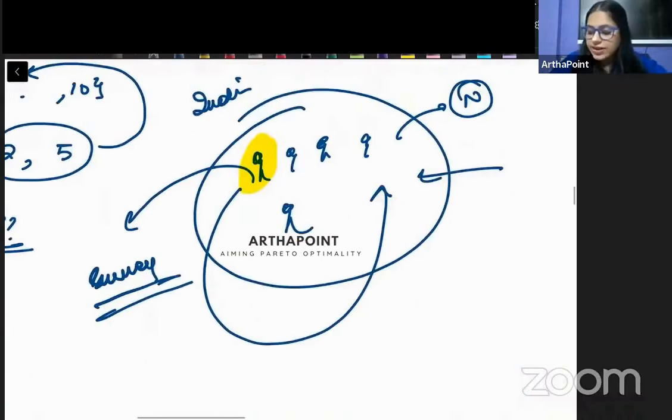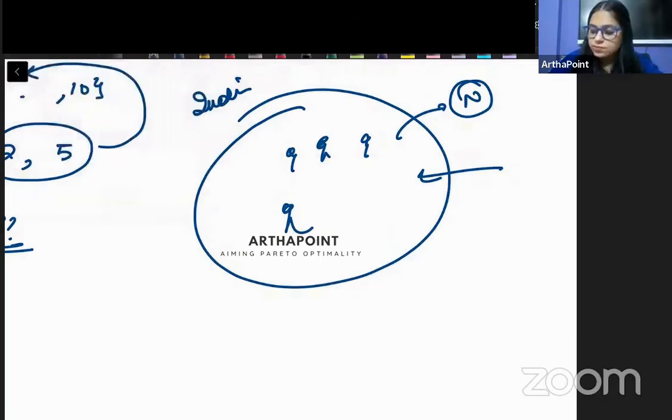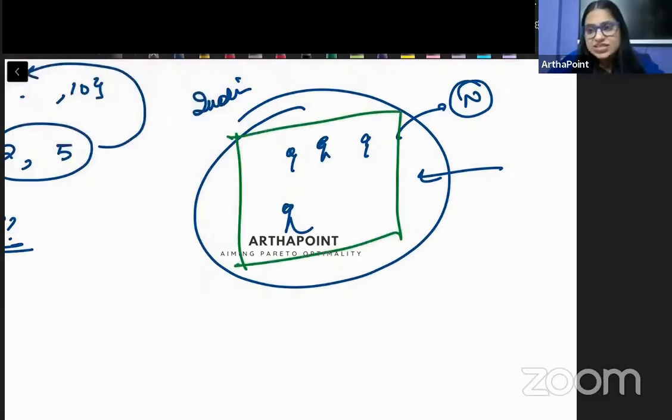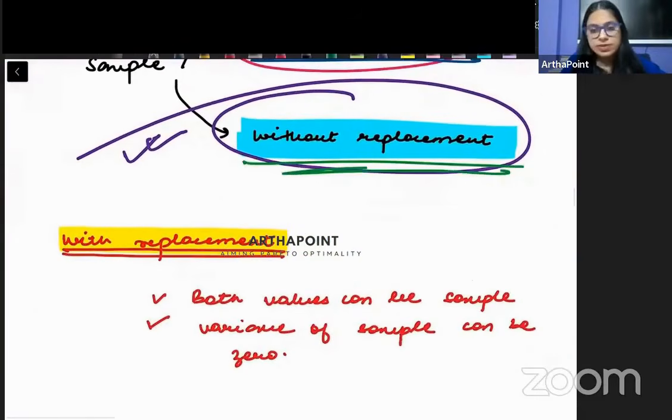So if you have gone ahead and collected, if you have taken this person and used him to do the survey, then you will just take this person out. He is no more a part of your population. And next time when you do your next survey, this person will already be out. He will no more be a part of that, right? Okay, so that becomes without replacement.